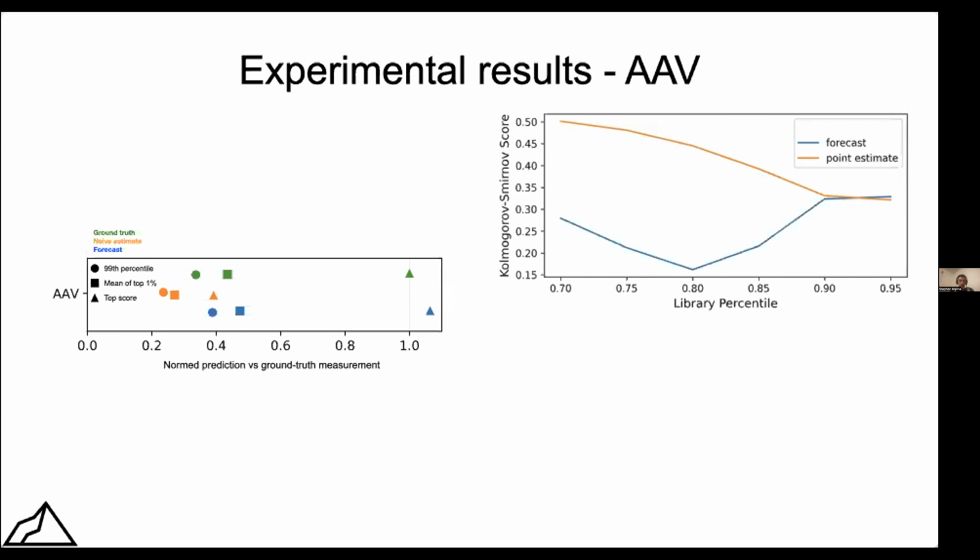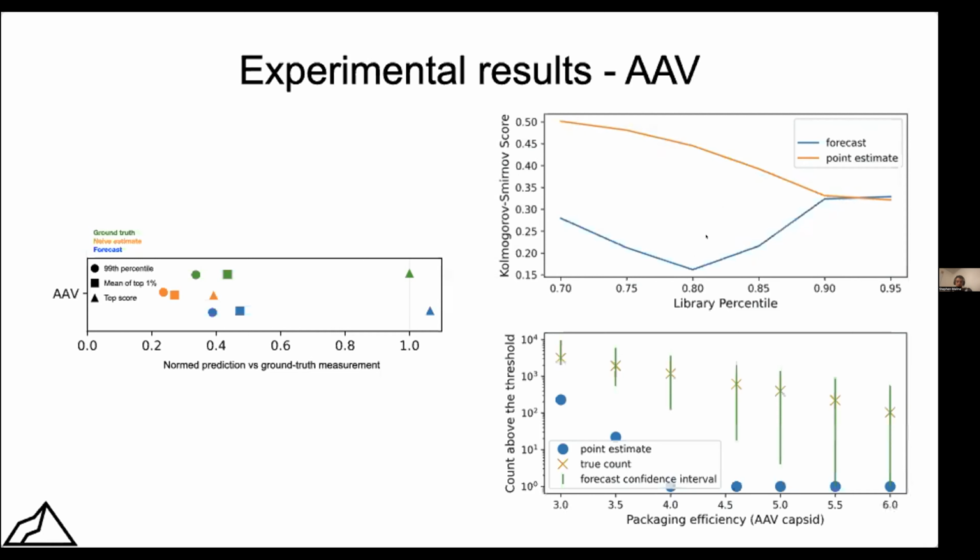The Kolmogorov-Smirnov score is a measure of distributional fit where lower is better. And so here you can see we're comparing the forecast against the point estimate for different subsets of the data set. And overall, what you see here is that the forecast tends to perform better than the point estimate. They do converge at the tail here, but for a large fraction of the distribution, these subsets, it's doing better.